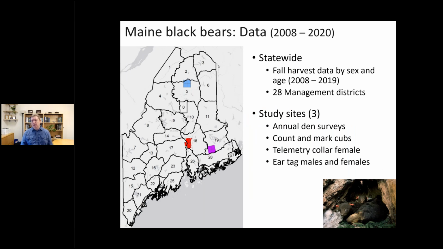So what does the data look like for this population? Well, we've been using a long-term data set here in Maine from 2008 to 2020. We can think about the different spatial scales that the data are then collected at. We have this statewide information from the harvest data. So every fall, there's a harvest season for black bears in Maine. And as part of that, all bears that are harvested are supposed to be reported at a check station, which gives you then information on the number of bears that are harvested by sex and age class each year, where we had data from 2008 to 2019. And it also tells you the management district that the bear was harvested in.